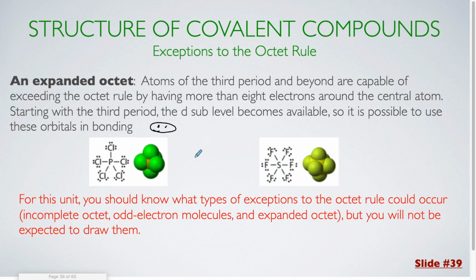For this unit, you should know that these types of exceptions to the octet rule could occur: incomplete, odd electron molecules, and expanded octet, but you are not going to be expected to draw them. We're going to look at these in more detail in our next unit on VSEPR and molecular shapes.